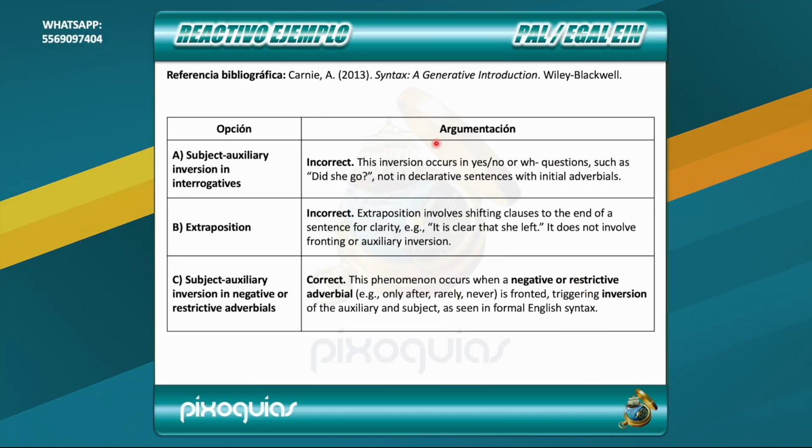A is incorrect because this inversion occurs in yes-no or WH questions, such as did she go? Not in declarative sentences with fronted adverbials. B. Extraposition is incorrect because extraposition involves shifting clauses to the end of a sentence for clarity. For example, it is clear that she left. It does not involve fronting or auxiliary inversion.